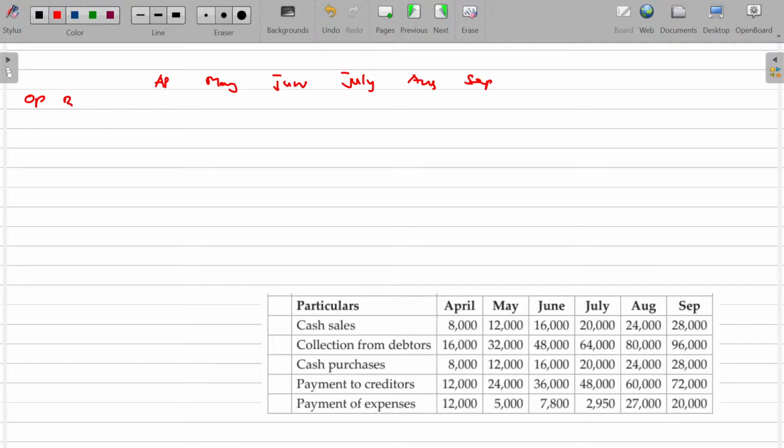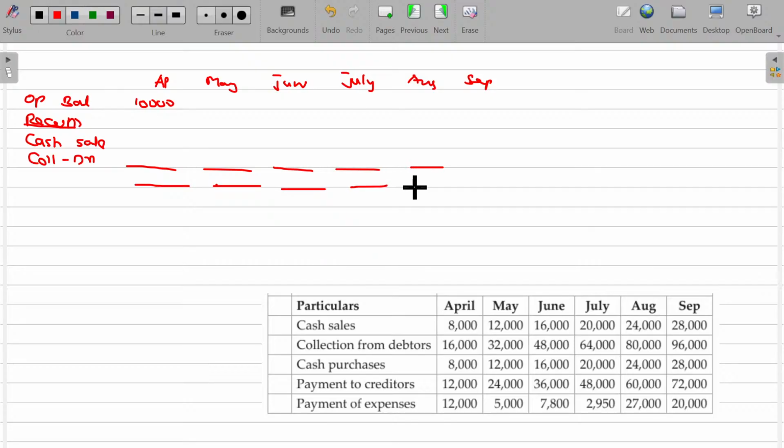Opening balance being 10,000, that is the minimum balance. Receipts, we have two receipts, cash sales and collection from debtors. And we have the payments. What are the payments? We have three payments: cash purchase, creditors payment, and payment for expenses.